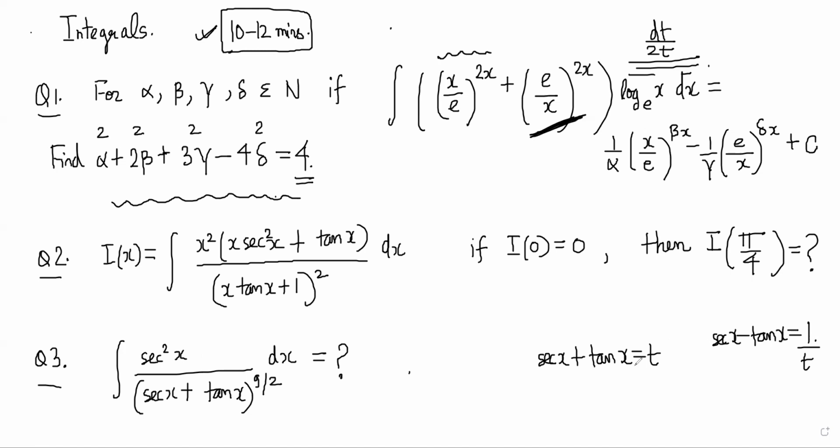Correct. Yeah, obvious. That's correct. 1 by 4 t plus 1 by t whole square. Yes, sir. Denominator is t square. And t power 9 by 2. And dx.